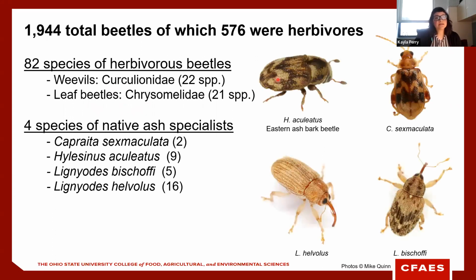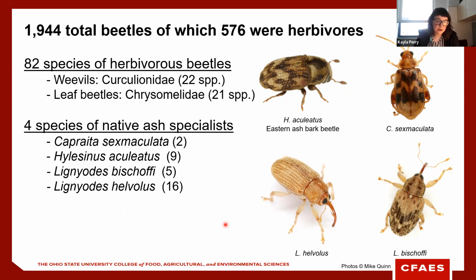Well, what about the ash specialists? We only found 4 beetle ash specialist species. Those are listed and pictured here. We also found them in very low abundance, a little more than 30 total individuals out of this 576 were ash specialists. We found the eastern ash bark beetle, a leaf beetle, and 2 ash seed weevils. So we did find a few ash specialist species, but they were fairly rare within the common garden. However, we did collect at least one of each of these on the hybrid and Manchurian ash.